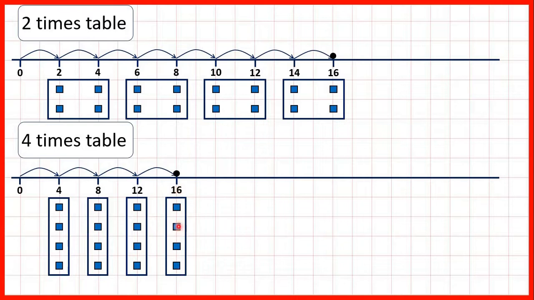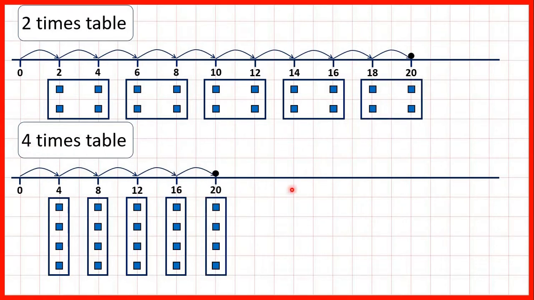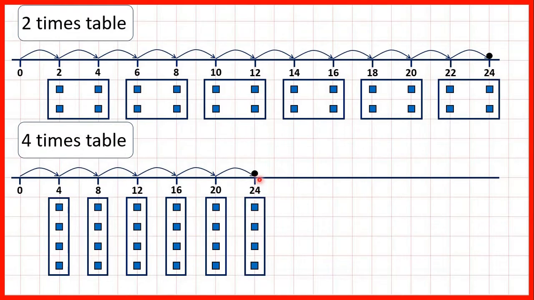And we can keep going, so 18 and then 20, 10 times 2 is 20, and 5 times 4 is also 20. Again, we have another 4 counters in both. Then 22 and 24, so 12 times 2 is 24, and 6 times 4 is also 24. Now if we carry on with our 4 times table, next we have 28.